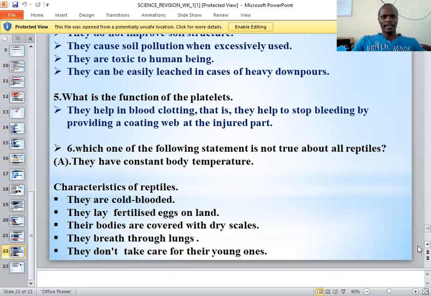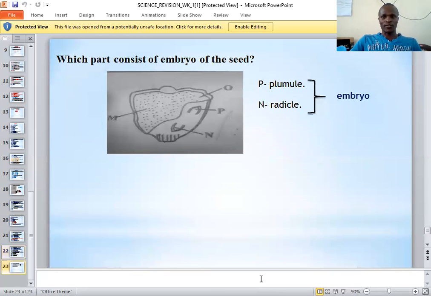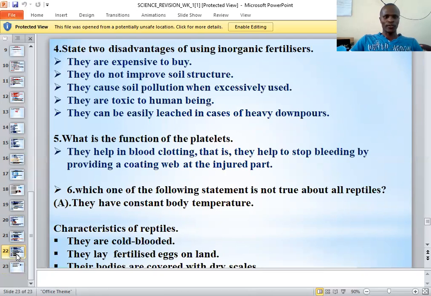Why? Because some of the characteristics of reptiles are these. One, they are cold-blooded. Cold-blooded means their body temperature varies or changes. If there is any change in the environment, their body temperature also changes. So reptiles are cold-blooded. Number two, they lay fertilized eggs on land. Their bodies are covered with dry scales. They breathe through lungs. And lastly, they don't take care of their young ones. These are just a few characteristics of reptiles that I highlighted for this case.